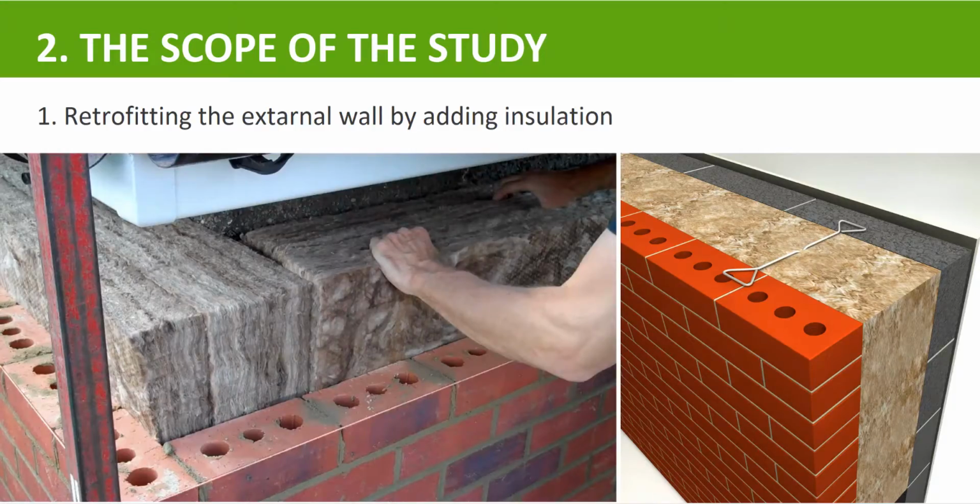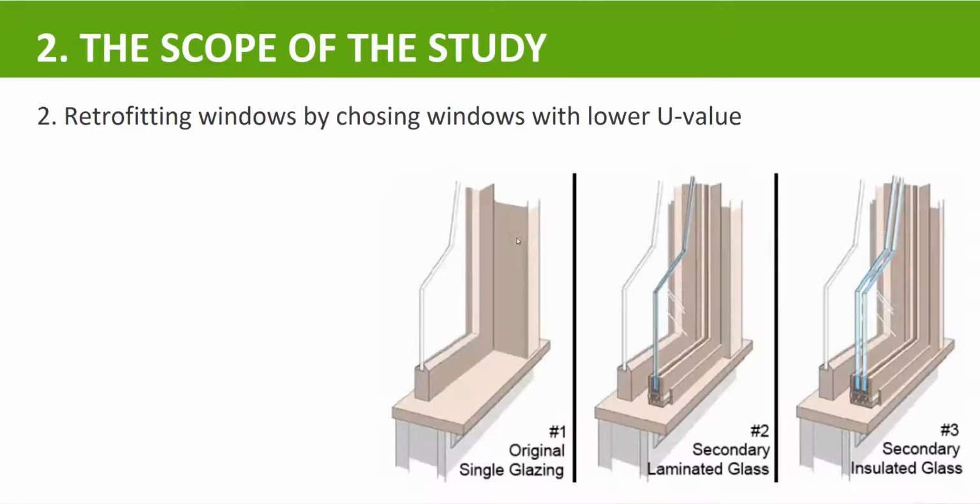Retrofitting the external wall is done by adding insulation to the wall, as we can see here. It can be in different shapes or different constructions. In this picture, for instance, we can see a sandwich construction. We have internal and external wall layers, and between them we insert insulation. Retrofitting windows is done by choosing a window with a lower U value: more glazing layers, a better frame with a thermal break in the frame, and different construction of the window, so the U value is getting lower.